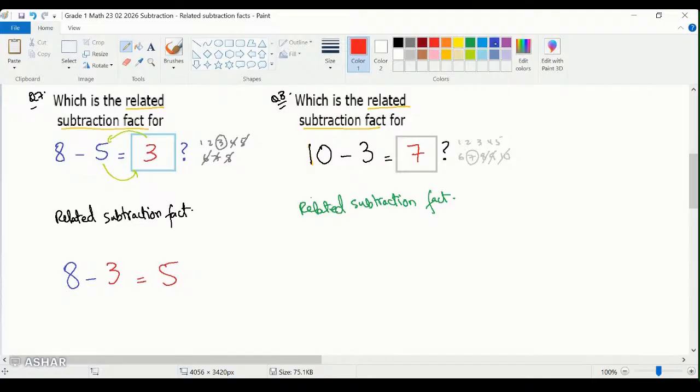Then the related subtraction fact would be 10 stays as it is. We simply swap the places of the two smaller numbers, where the sum of these two smaller numbers would always be equal to the larger number. Okay, moving ahead.